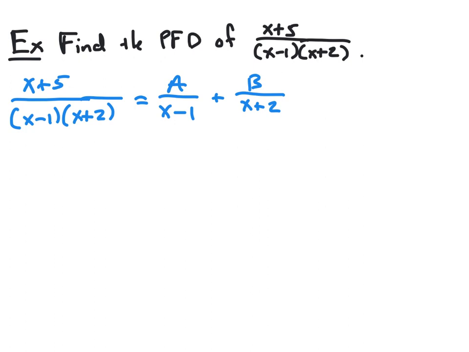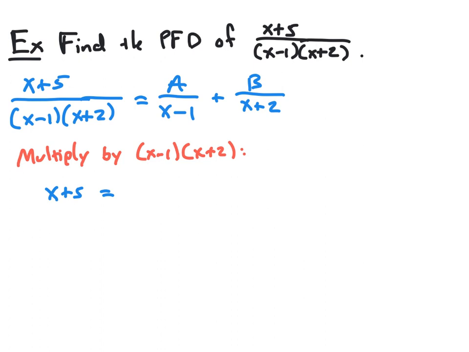Now what we're going to do to find them is we're first going to multiply through by our denominator. So we're going to multiply by (x - 1) times (x + 2). Right? And when we do that, a lot of things are going to cancel. On the left side, our original denominator is going to cancel completely since we're multiplying through by that denominator, and we're just going to be left with x + 5.